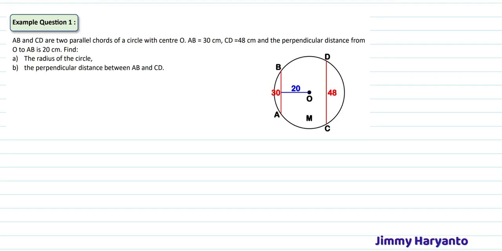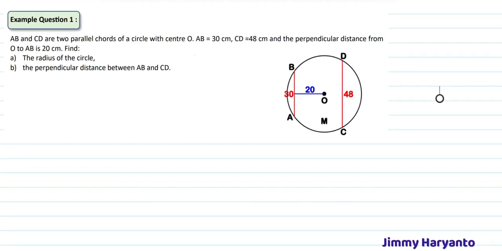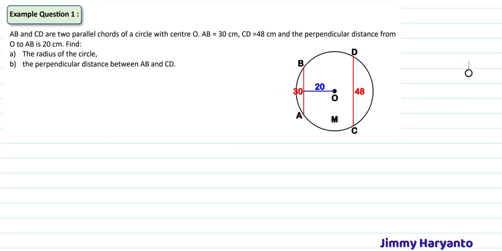So basically for the chords, you only have to use Pythagoras theorem, or maybe if the question is complicated enough, you can use the sine, cos, and tangent ratio. So to understand the concept of the chord, let's take a look at these example questions. AB and CD are two parallel chords in a circle with center O, and we have AB equals 30. All of them is already labeled in the image, so you can see the image directly. And then the question wants you to find the radius.